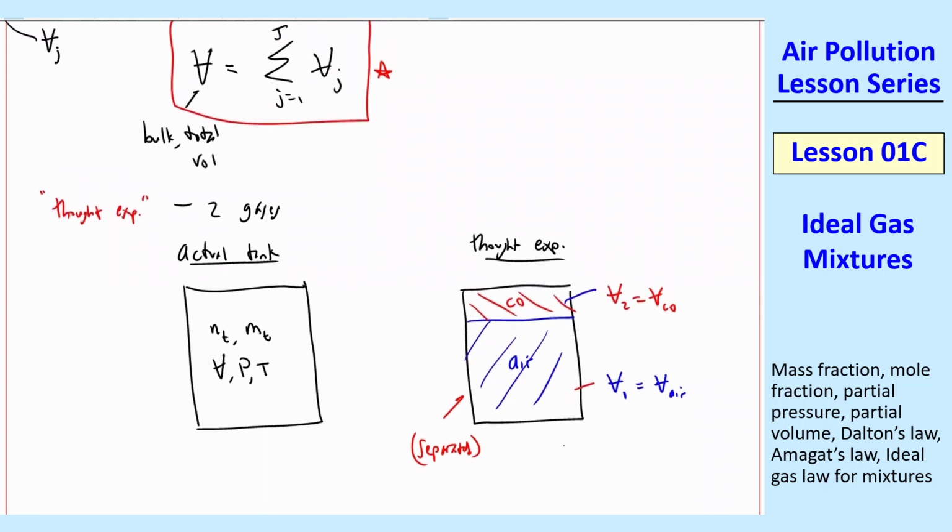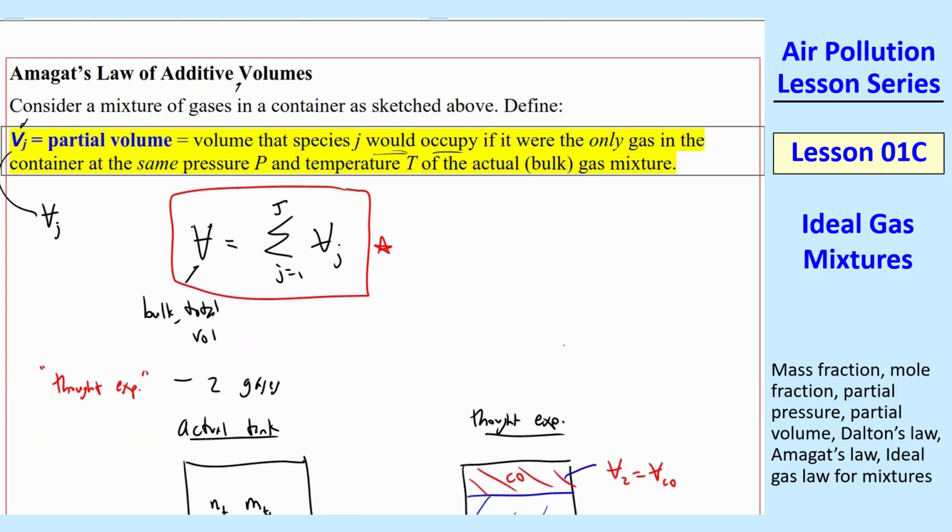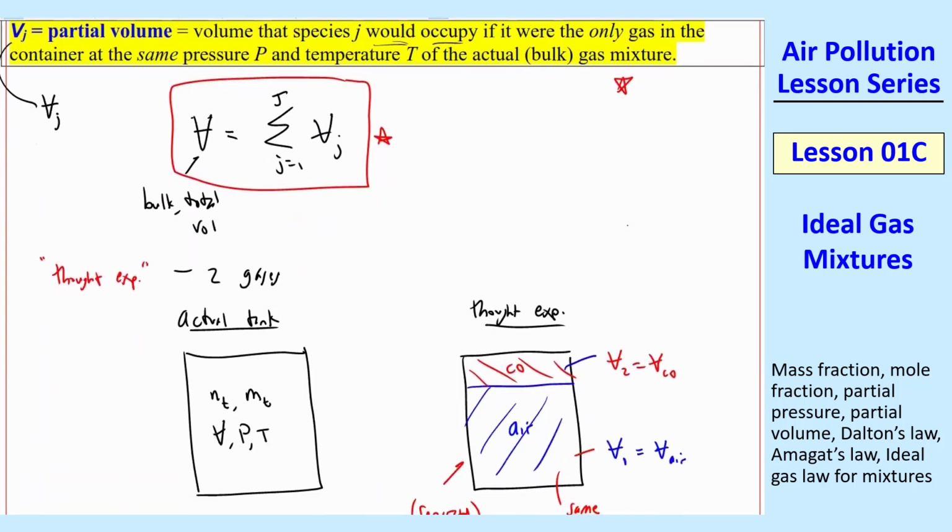The partial volume that the CO occupies is the partial volume of the CO. And these are at the same P and T as before, and it's the same total volume. So these are the same as the previous actual tank. By definition, it's the volume that species J would occupy if it were the only gas in the container.